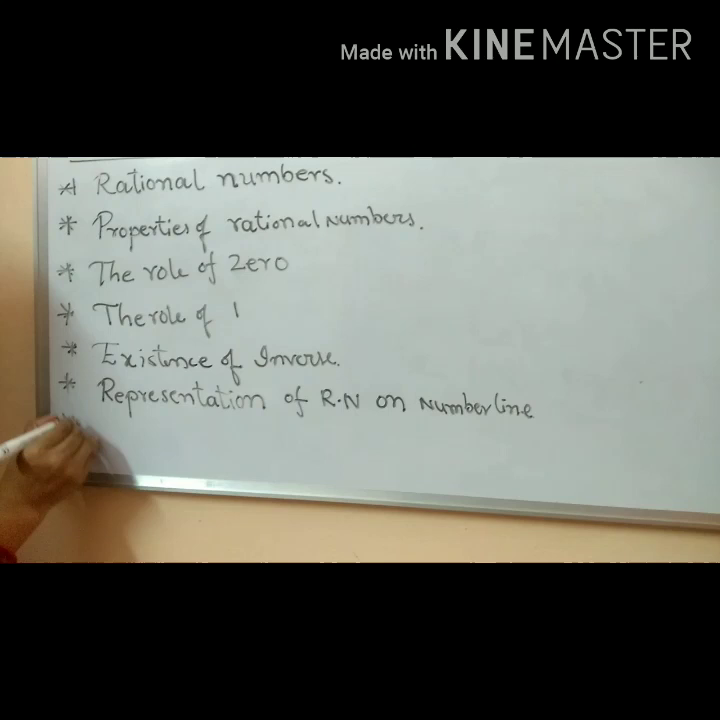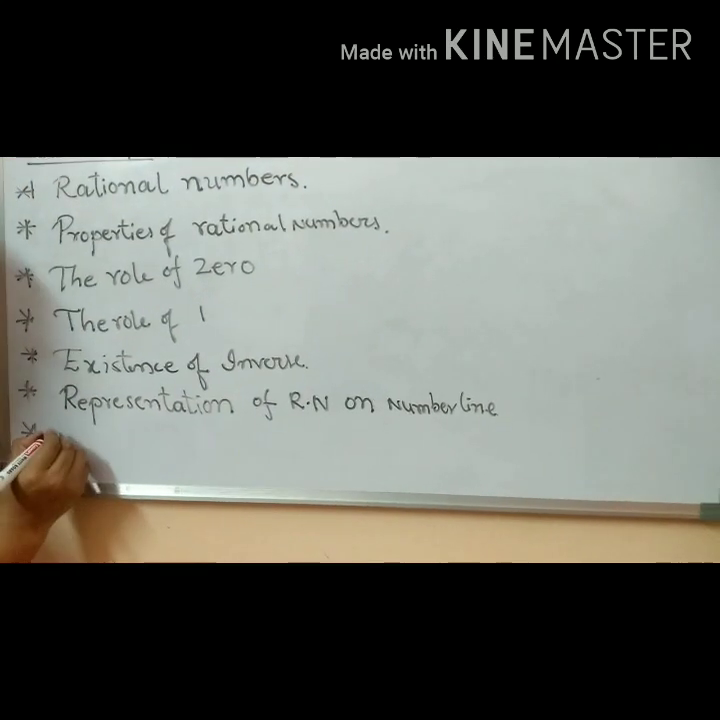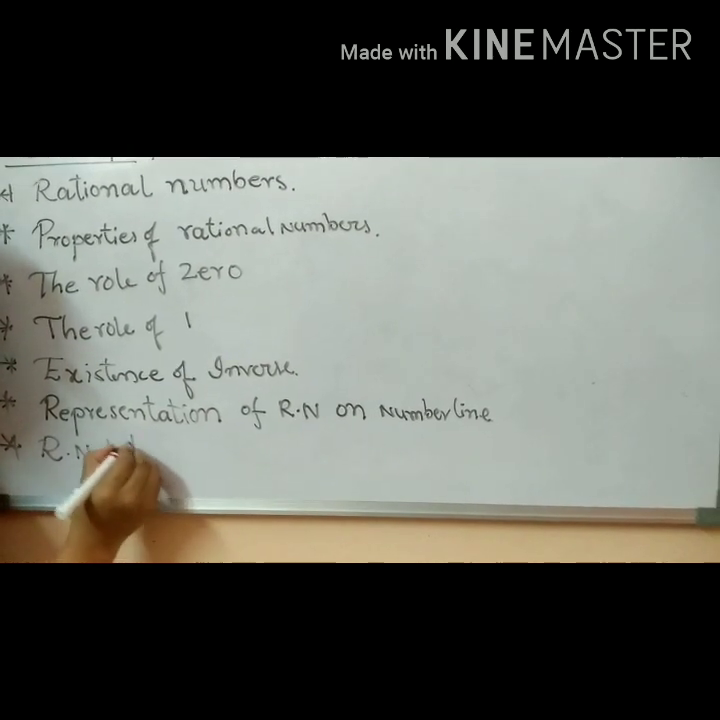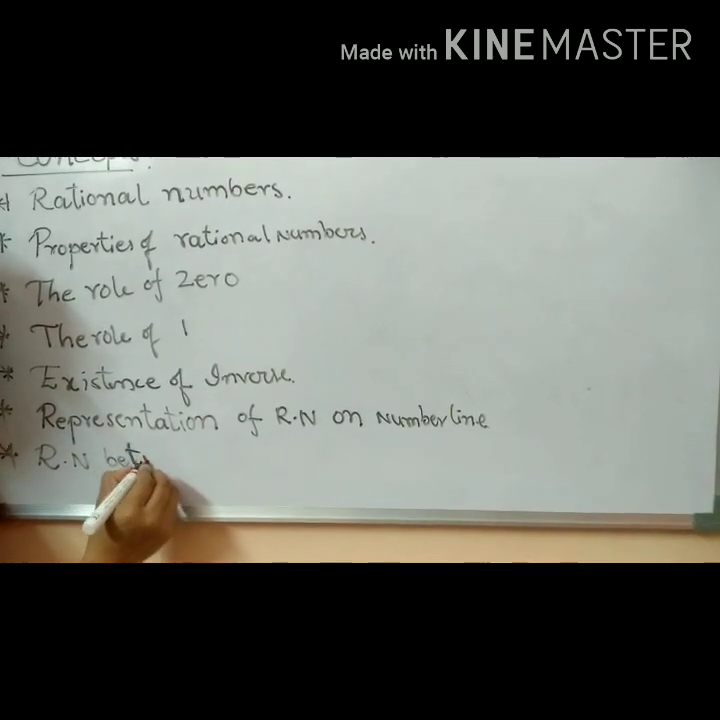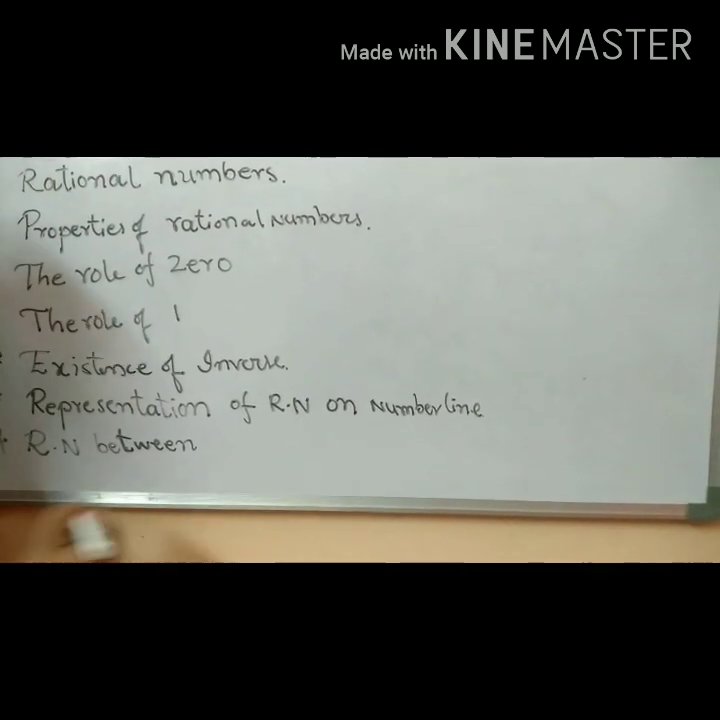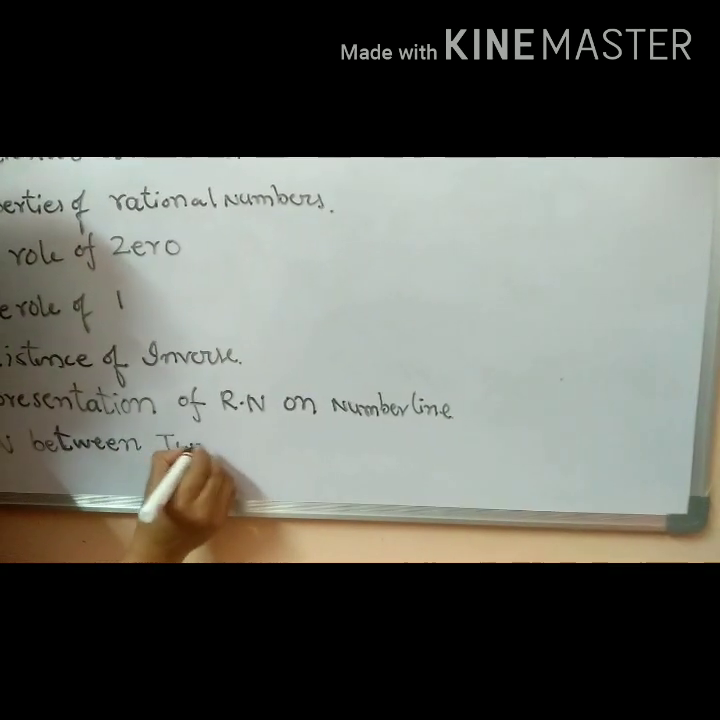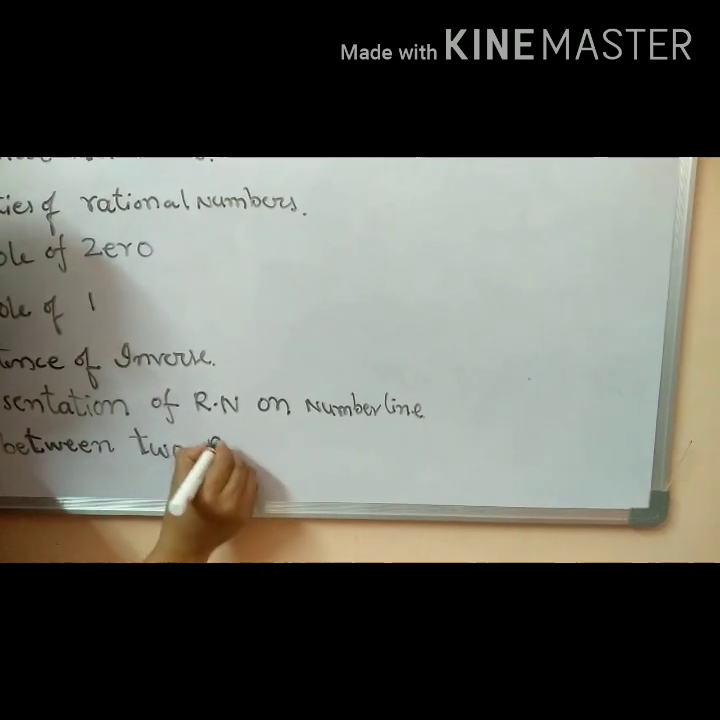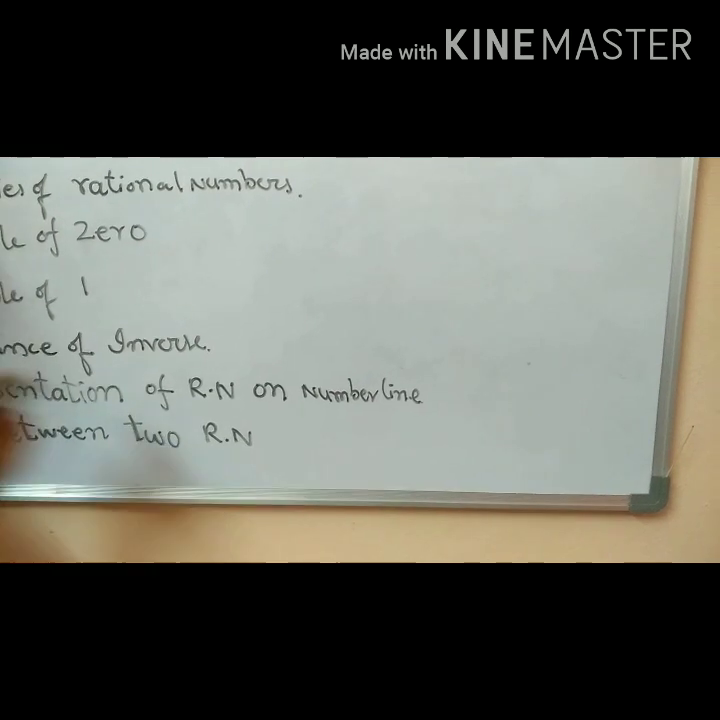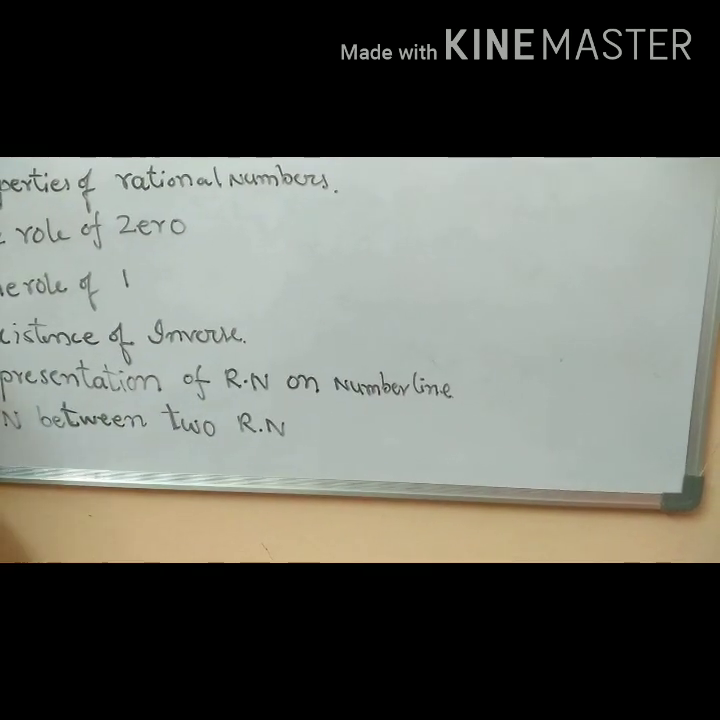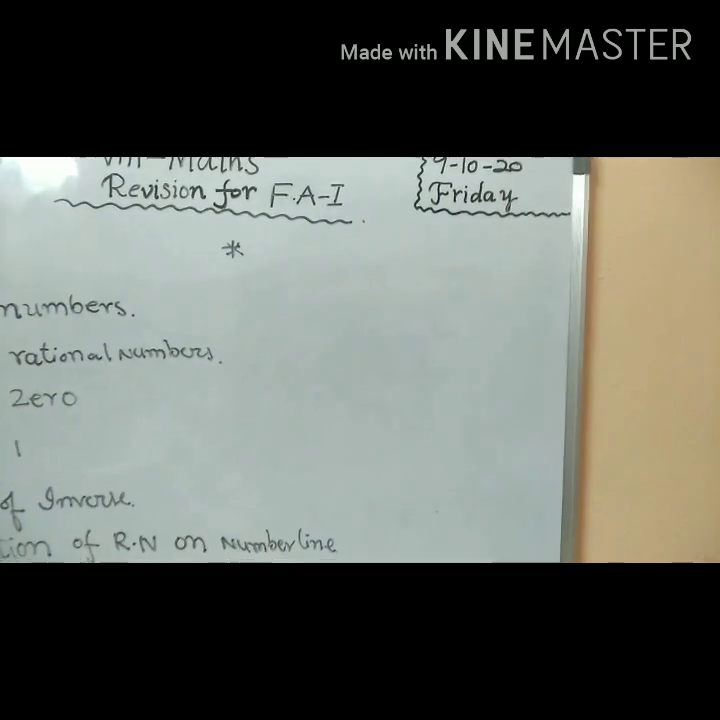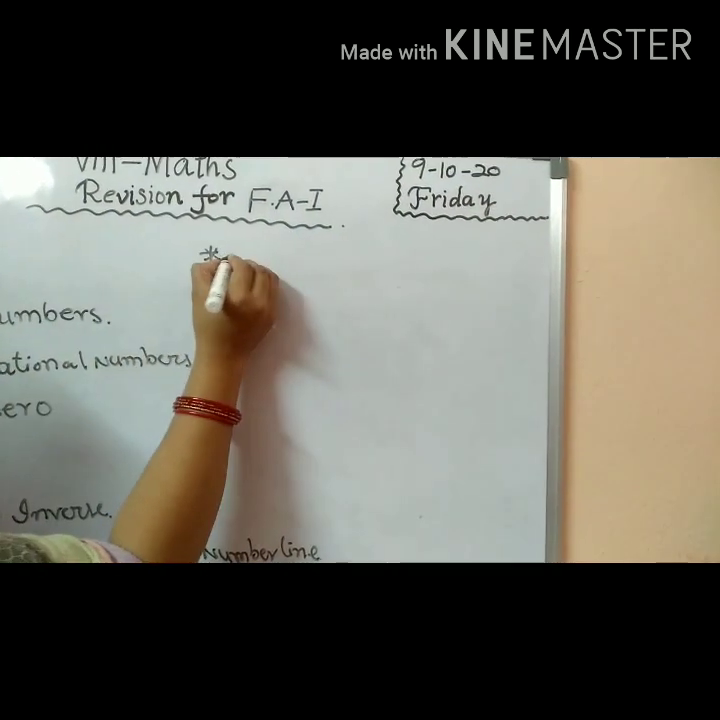So the next one is the rational numbers between two rational numbers. Rational numbers between two rational numbers. The next topic, the final topic, is the decimal representation.